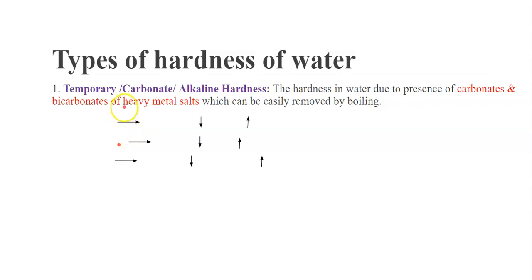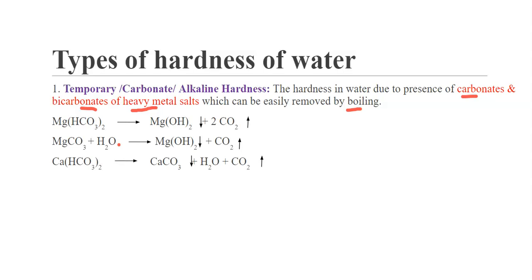So the first type is temporary, or carbonate, or alkaline hardness. The hardness in water due to the presence of carbonates and bicarbonates of heavy metal salts, which can be easily removed by boiling, is called temporary hardness. We know water is hard due to the presence of salts of heavy metal ions. But if those salts are carbonates or bicarbonates, then the hardness due to those salts would be temporary, carbonate, or alkaline hardness. Why is it temporary hardness? Because it can be easily removed by boiling.